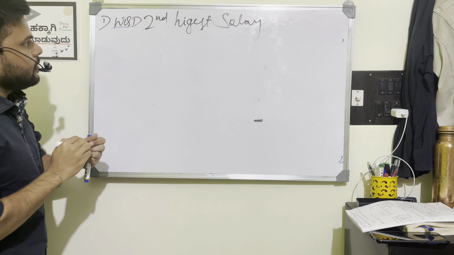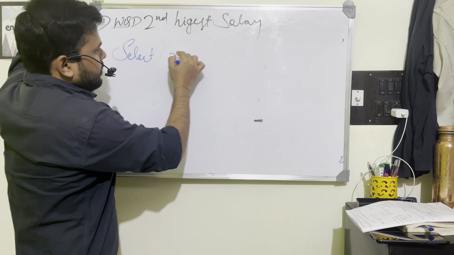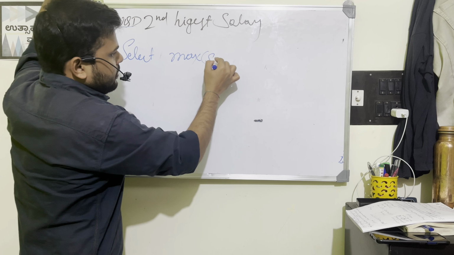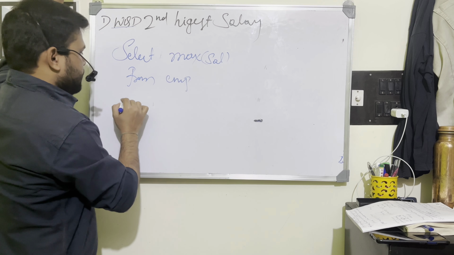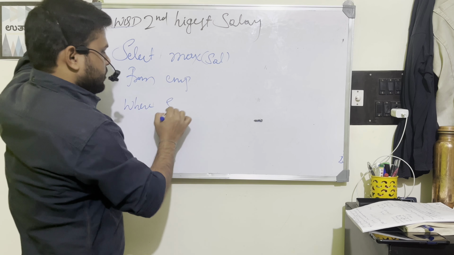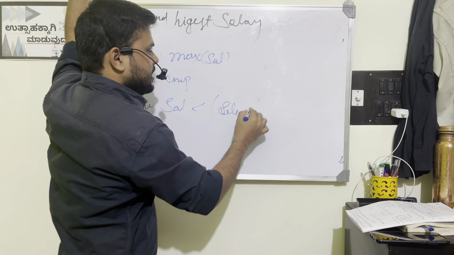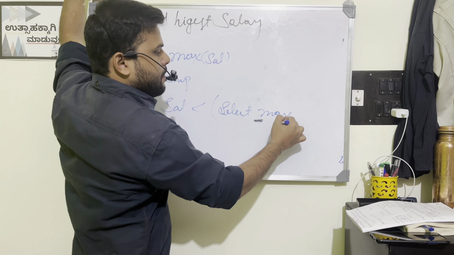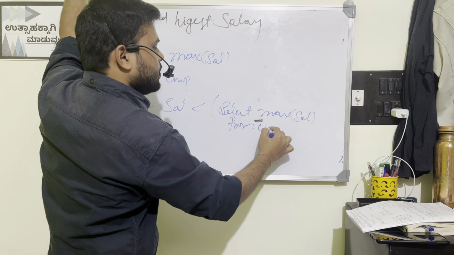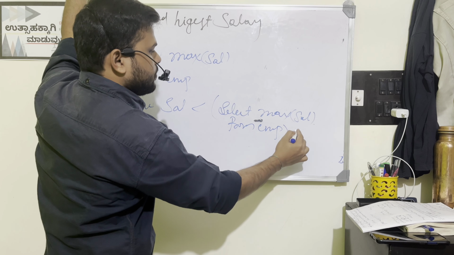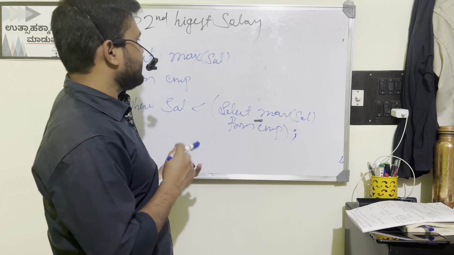Okay, see, first I will write select max sal from EMP where salary less than select max sal from EMP. Okay, let me execute this query. I will get the second highest salary.